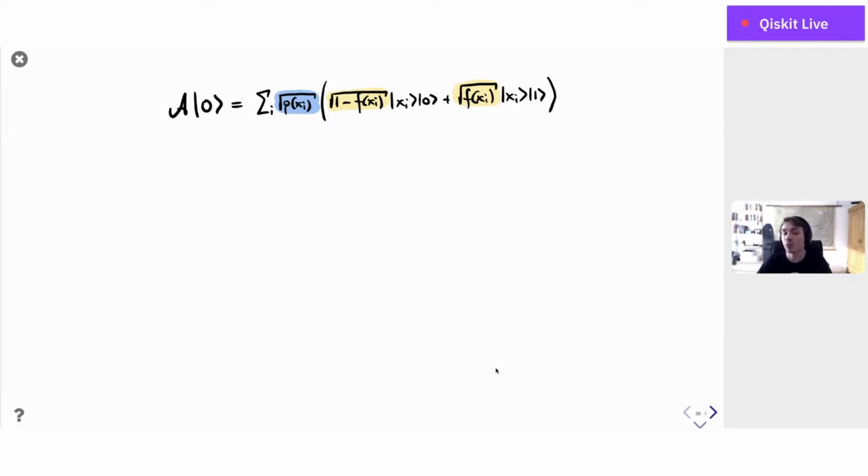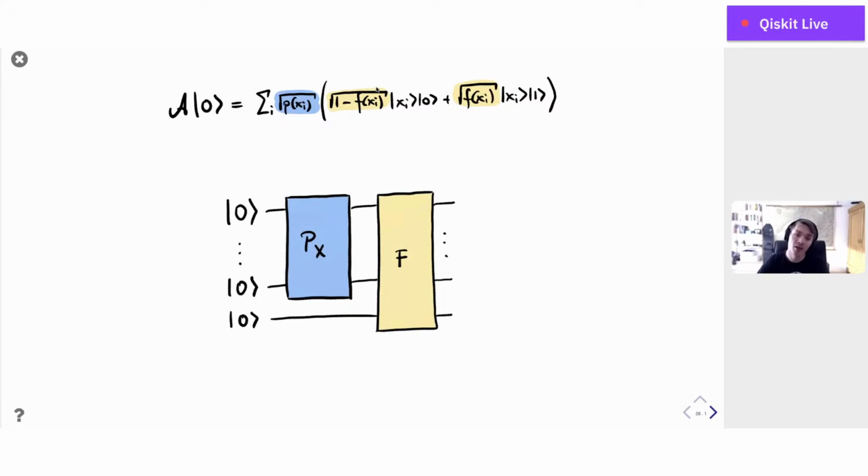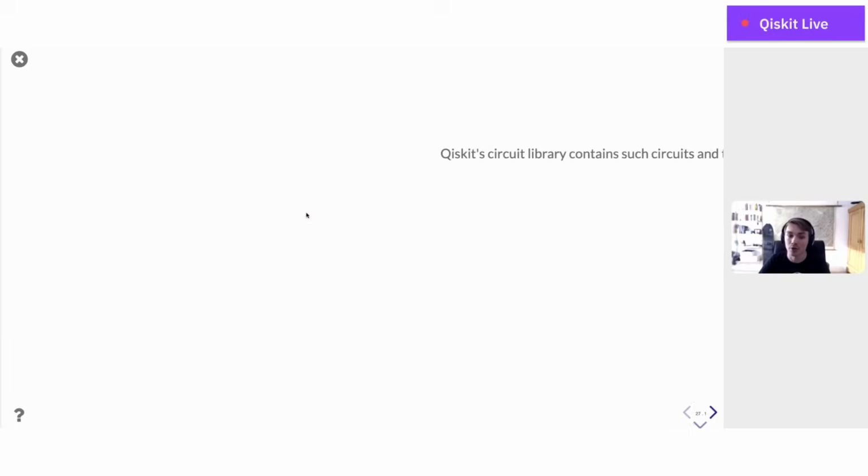The structure of these A operators usually looks like that. So you have a blue part here, which loads the probability distribution of our assets, and you have this yellow part, which is the payoff function. In our case, it's this piecewise linear function that you've seen before. And the circuit that implements this operator usually looks like that. So you have first a circuit block which loads the probability distribution, and then you have a block which implements a payoff function. And both these circuits are implemented in Qiskit Finance's circuit library.